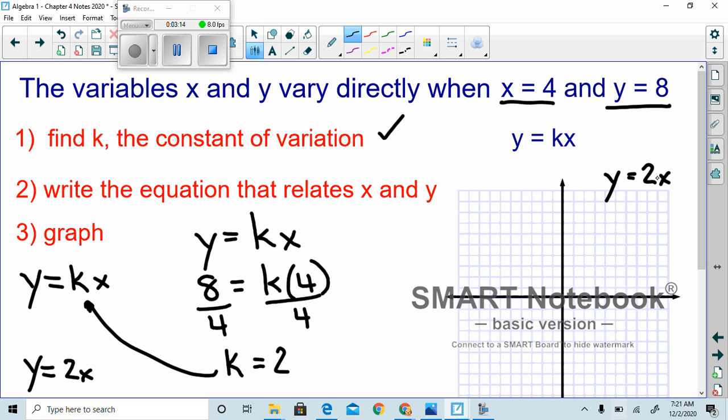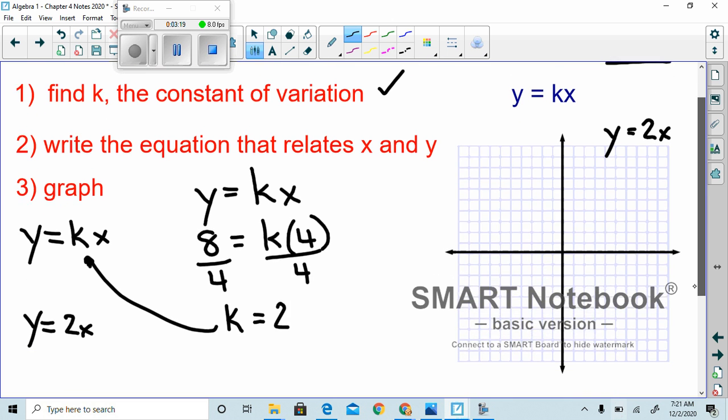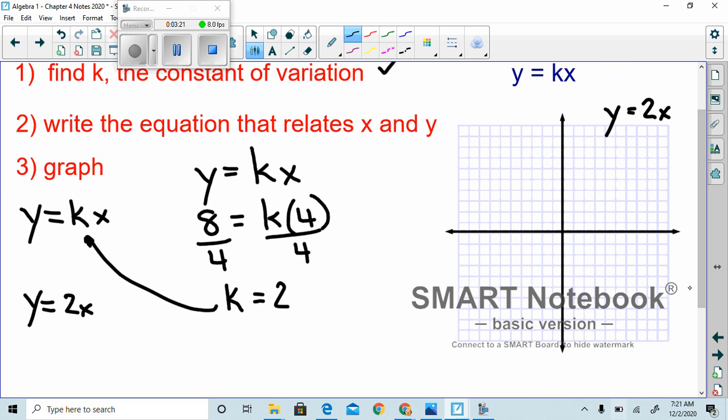Now remember that it passes through the origin, so the last thing, which tells me to graph, is going to start at the origin. Well, if we know k is the constant, and k is also my slope, and we know slope is rise over run, we're going to go to this point and go up 2 and over 1. And then we're going to connect the points. The model of direct variation will always pass through the origin.